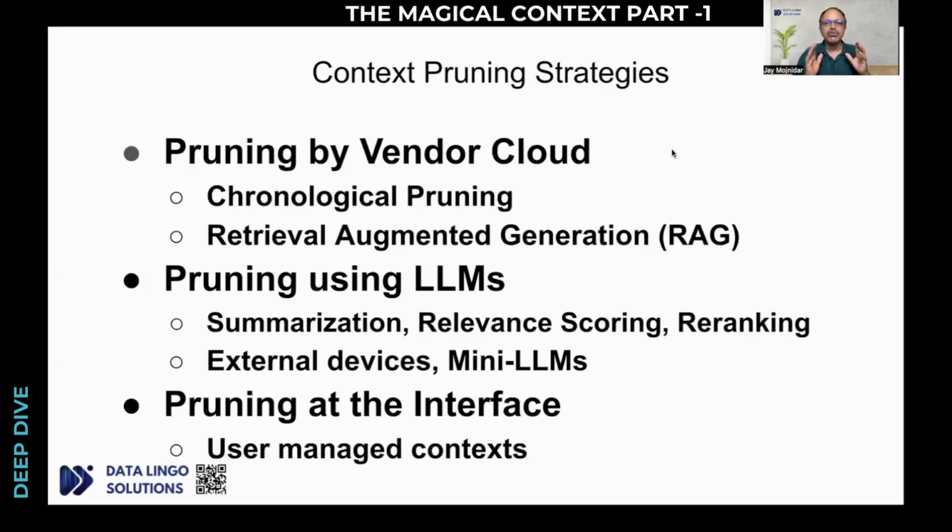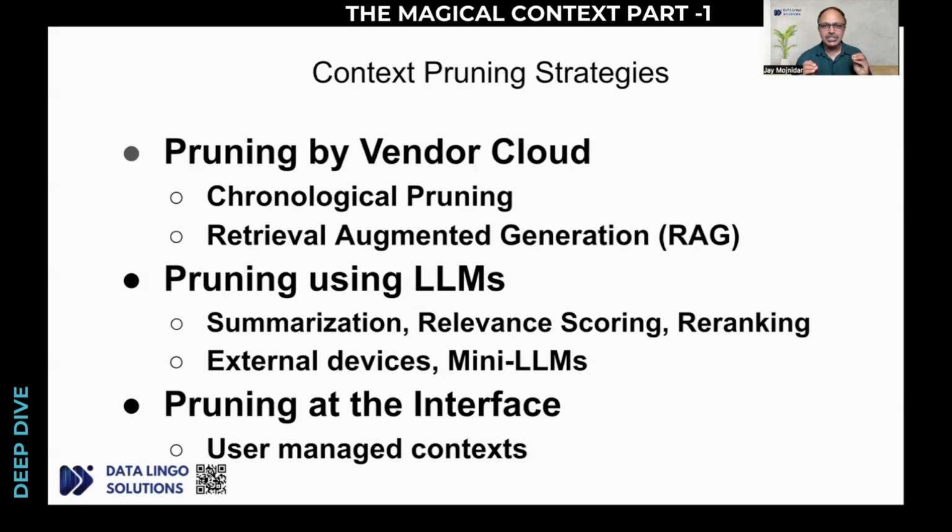Another approach at the vendor cloud level is to find only the relevant portion in the context related to the newest prompt and send only that part to the LLM. This technology is called RAG. We will discuss RAG in the next part of the video. For now, just understand that RAG filters out all irrelevant portions from the context. This has to be done for each prompt though. So the responses are slowed down a bit.